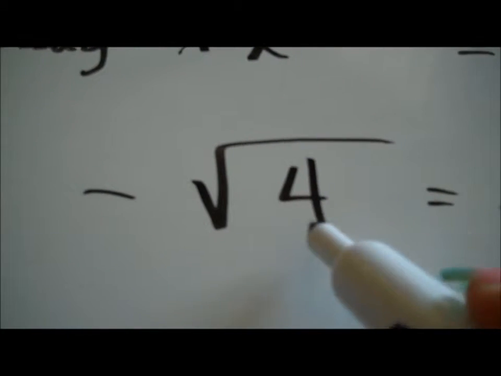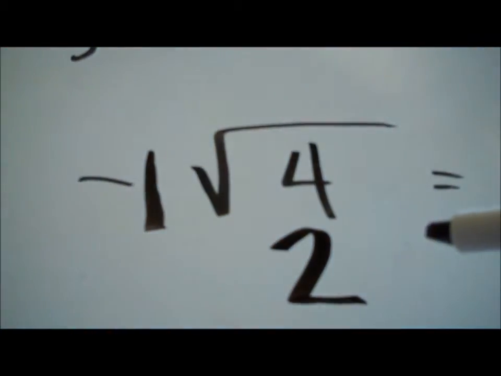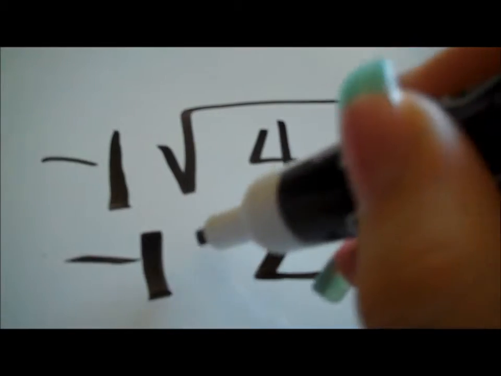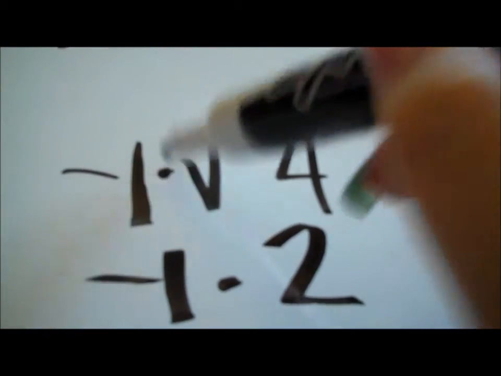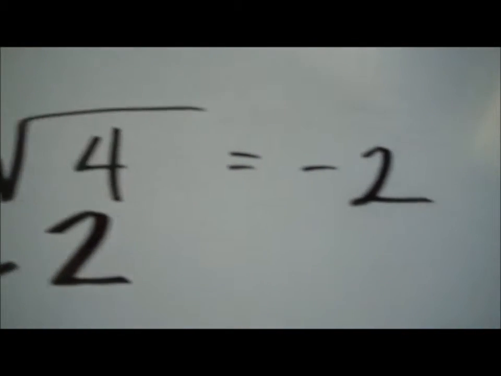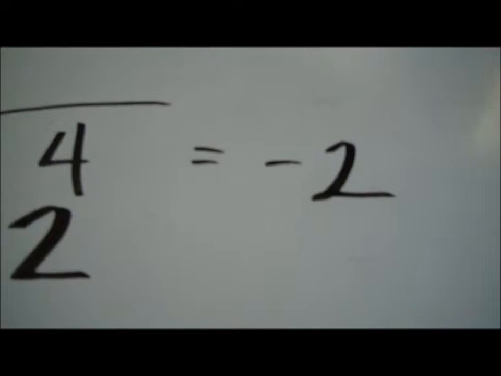So looking at some examples, we have the negative square root of 4. Well, since the square root of 4 is 2, the negative 1 that is out front just slips down, and these will be multiplied together because really this is a negative 1 times the square root of 4. So a negative 1 times 2 would give us a negative 2.